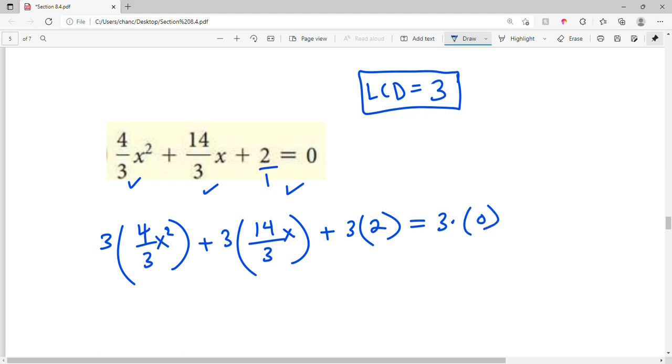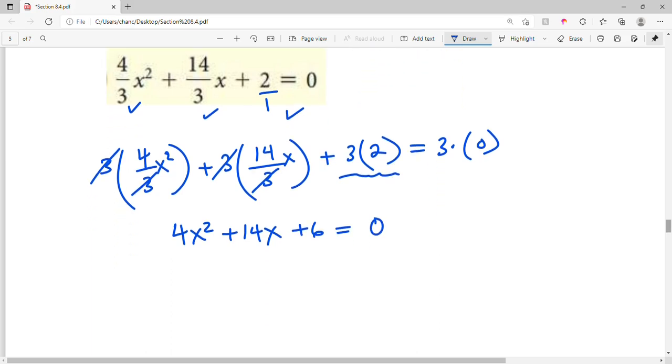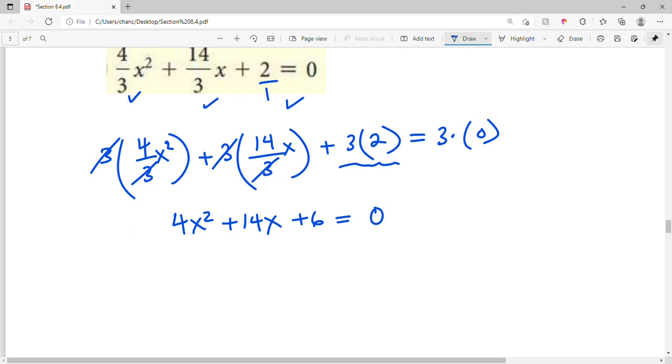3 times 4/3 x squared reduces to 4x squared. 3 times 14x over 3 is just 14x. 3 times 2 gives me 6. And this is equal to 0. And it's in that standard form that I want. Now I can factor. Notice they have a common factor of 2. Let's factor out the 2.